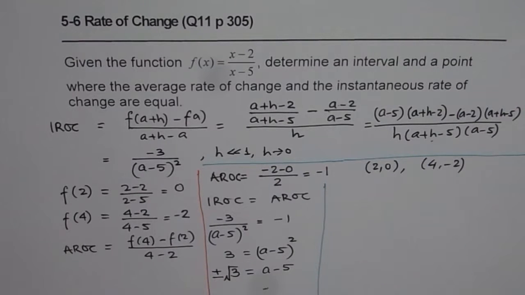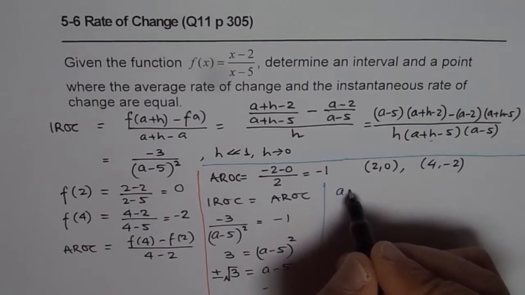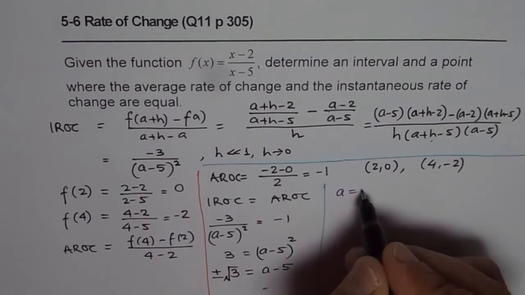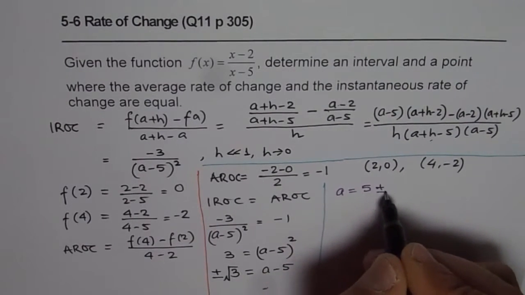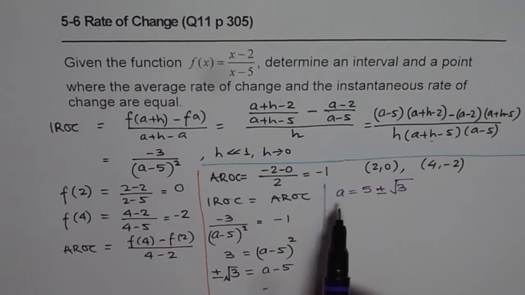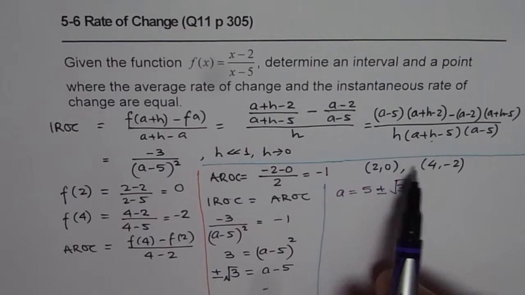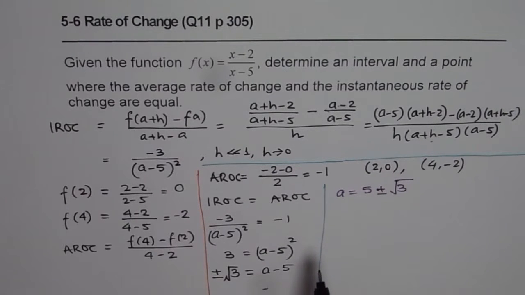Let me change the ink also. You could write here itself, but I prefer to write here. You can write a equals, if I take 5 on this side, 5 plus minus square root of 3. So in fact, I got two values of a at which the instantaneous rate of change is the same as the average rate of change between these 2 points, right? So you can actually verify it.